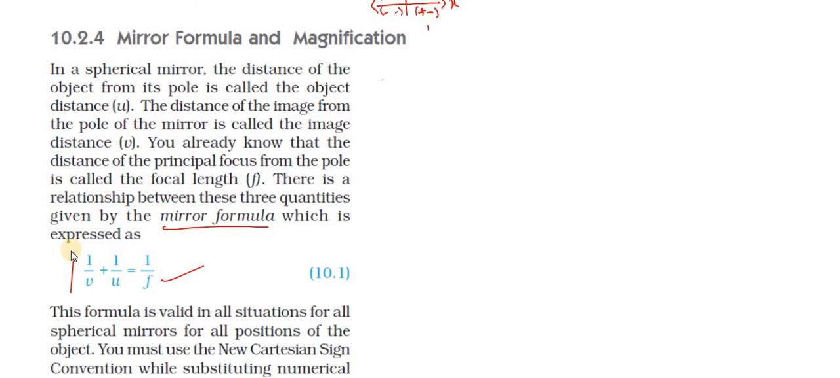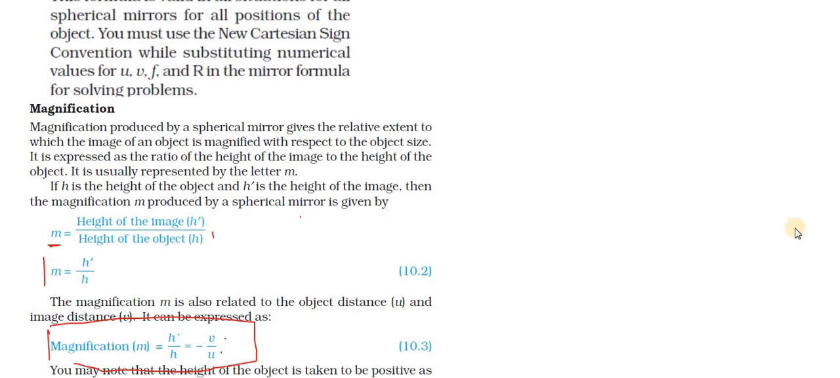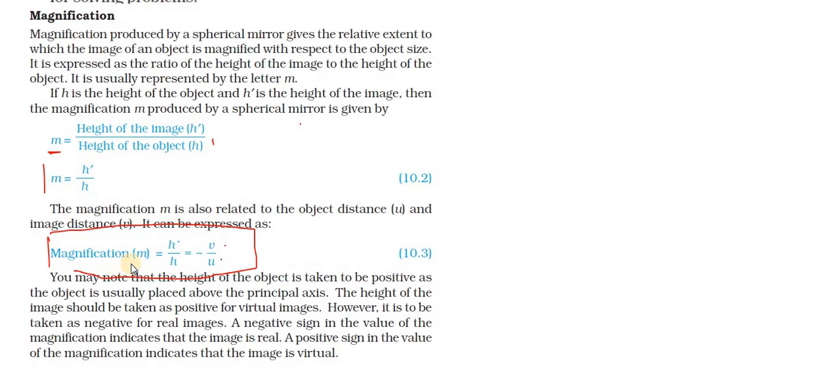So here one formula is 1 by v plus 1 by u is equal to 1 by f. And also magnification, that is m, which is equal to h dash by h, or also we can write it as m is equal to minus v by u. So these are the important formulas. In this chapter you have around 4 formulas, and only from these 4 formulas are you going to get the problems. 4 to 5 formulas come in the entire chapter.